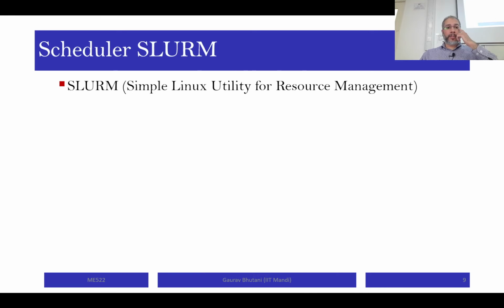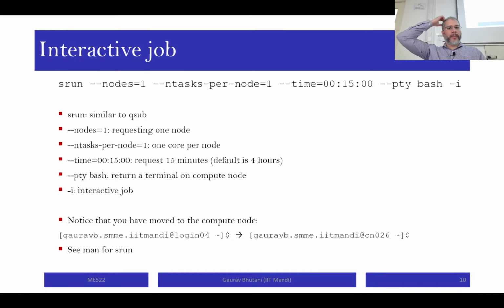So SLURM stands for Simple Linux Utility for Resource Management. It is basically a resource manager or scheduler that is very similar in functionality to PBS Torque that we had on the HPC cluster locally. Most of the big clusters, or the biggest clusters available in the world, use SLURM nowadays.